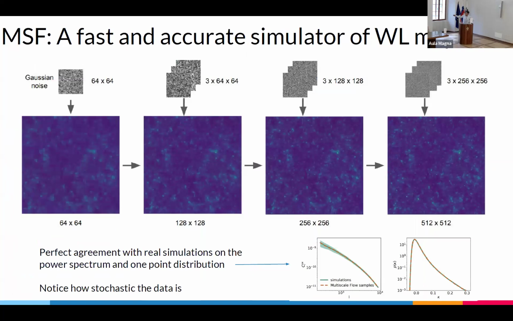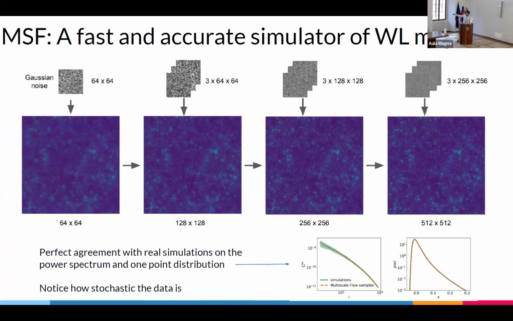And here is one application. The first application is that once you train, you can now have new ways to generate simulations. In this case, you generate weak lensing maps directly. So this would be an example of this. You go from coarse grain, low resolution to high resolution, and you can see that this one is very similar to the one that I've shown you before for the training.